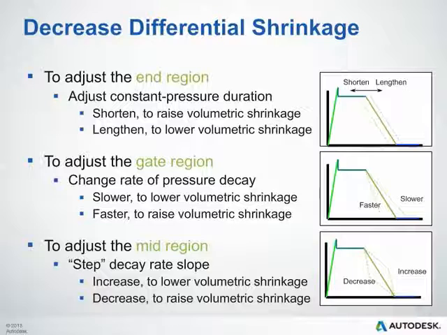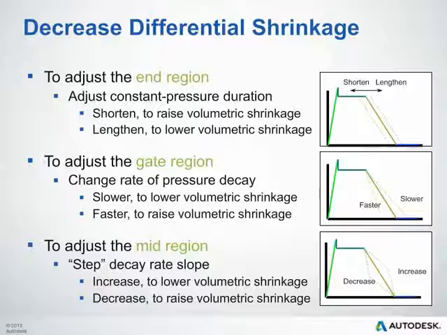This slide illustrates a few examples of what you might be able to try if you're having issues with differential shrinkage in your part. So to adjust the end region, which would be the last place to fill, you'll adjust the constant pressure duration, so we'll lengthen the amount of time that we see on that plateau. Shorten it to raise volumetric shrinkage, or we'll lengthen it to lower the volumetric shrinkage in that area. To adjust the gate region, we'd basically change the rate of pressure decay. So the slower the decay, the lower the volumetric shrinkage. The faster, the higher the volumetric shrinkage.